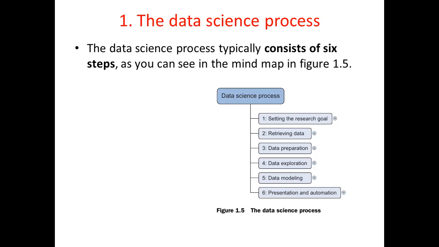Then the next one is the life cycle of the data science process. Typically, the data science process consists of 6 steps. In the given mind map, the first one is data science. The steps are setting the research goal, retrieving data and data preparation, data exploration, data modeling, and finally presentation and automation. So these are the 6 steps of the data science process.